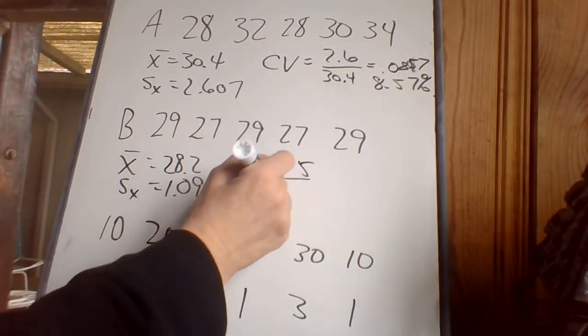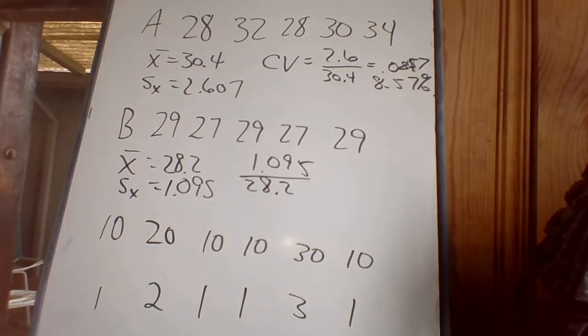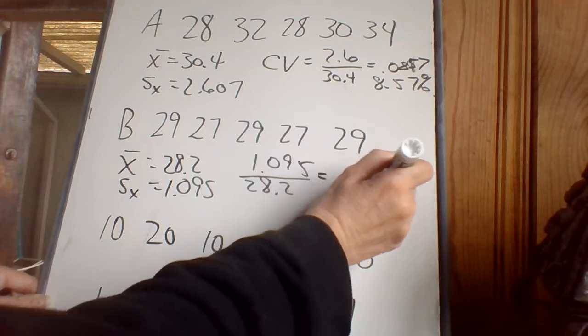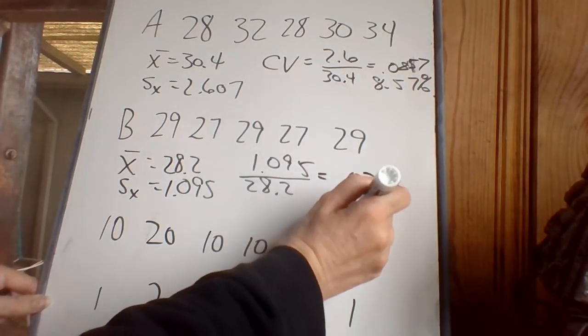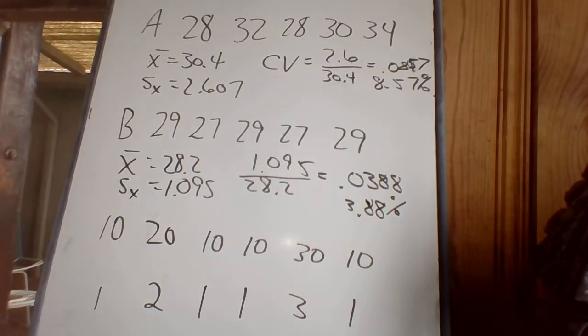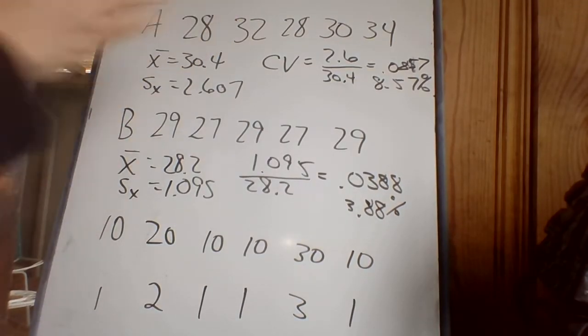1.095 divided by 28.2 is 0.0388, 3.88%. I mean, I still don't know which car to buy. It's kind of up to you. But car A could be anywhere.